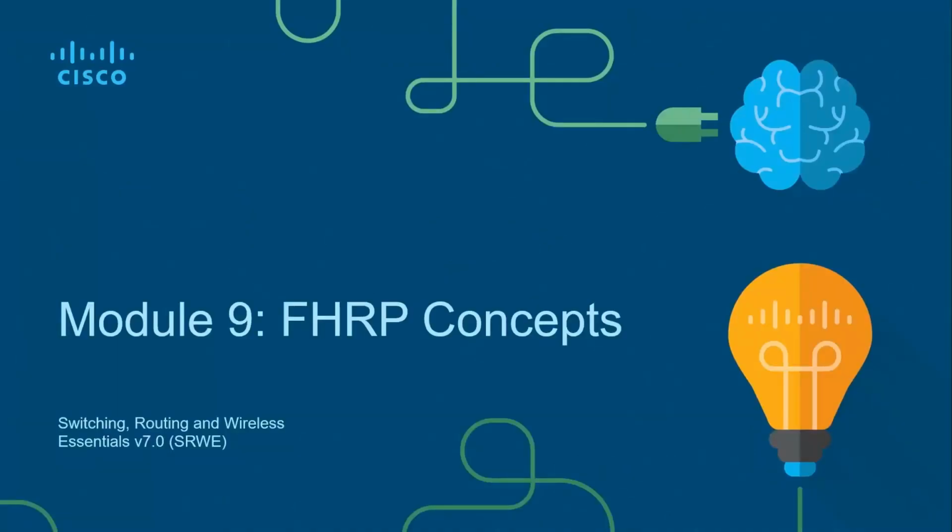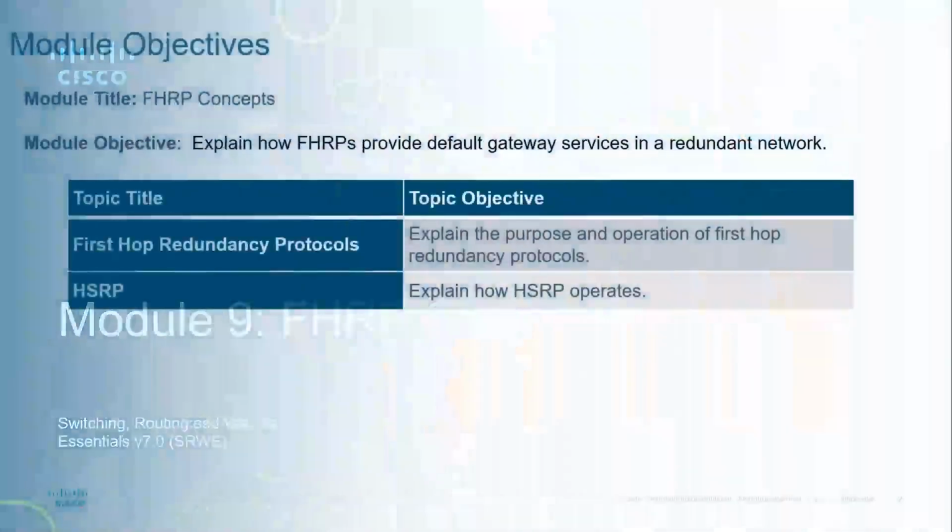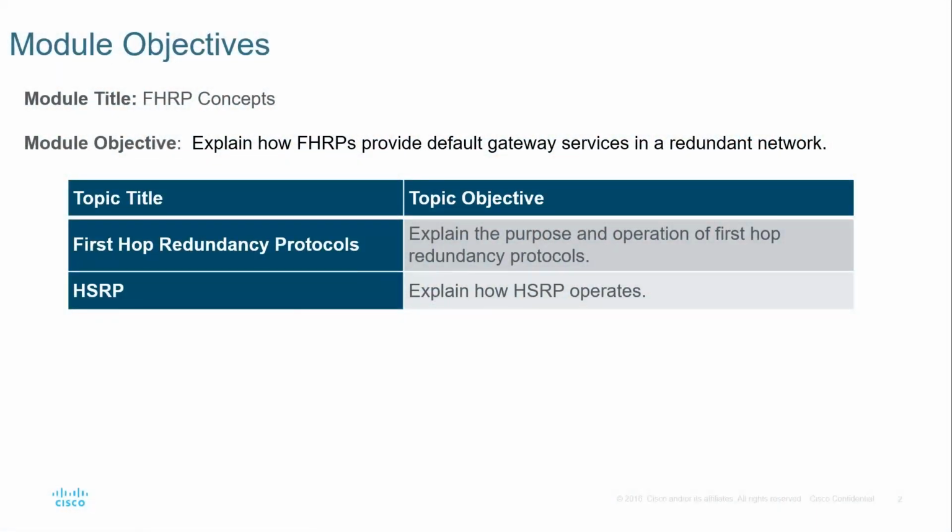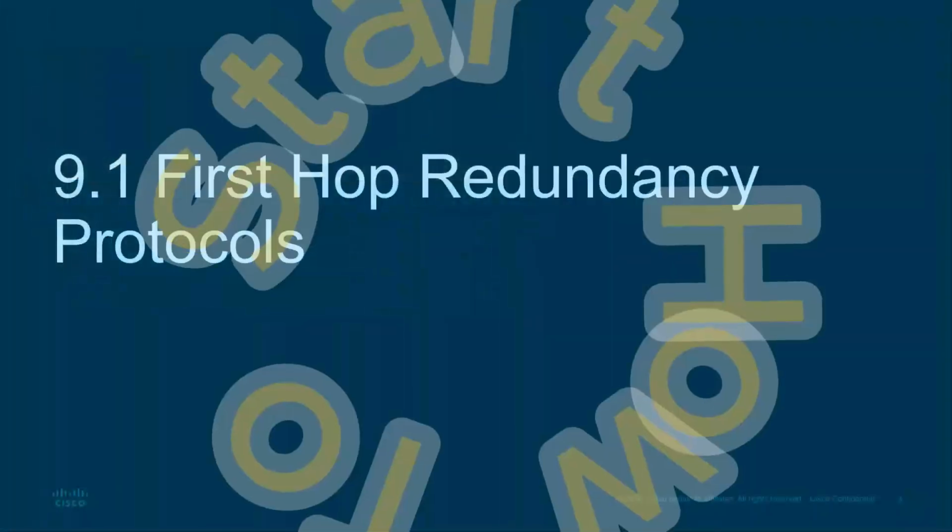Module 9, FHRP, or First Hop Redundancy Protocols. We're going to be covering First Hop Redundancy Protocols, and we're going to be looking specifically at HSRP. That's one that's heavily used within the Cisco realm. So let's go and jump right on in.